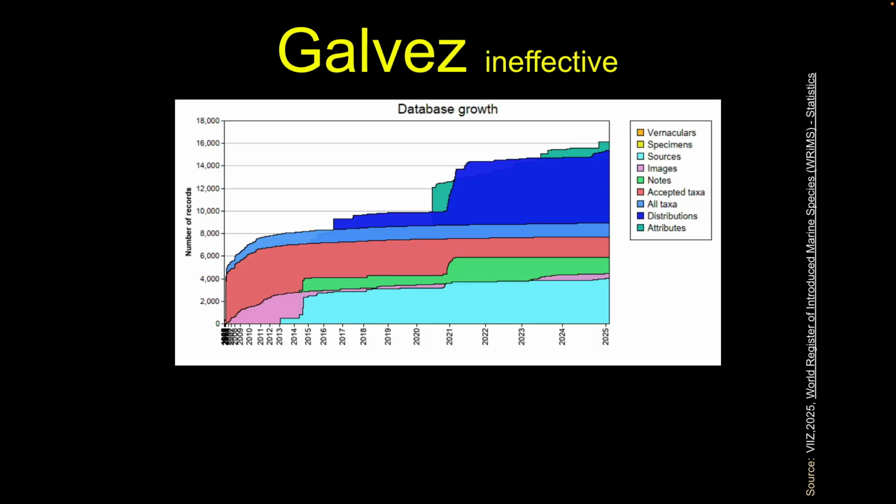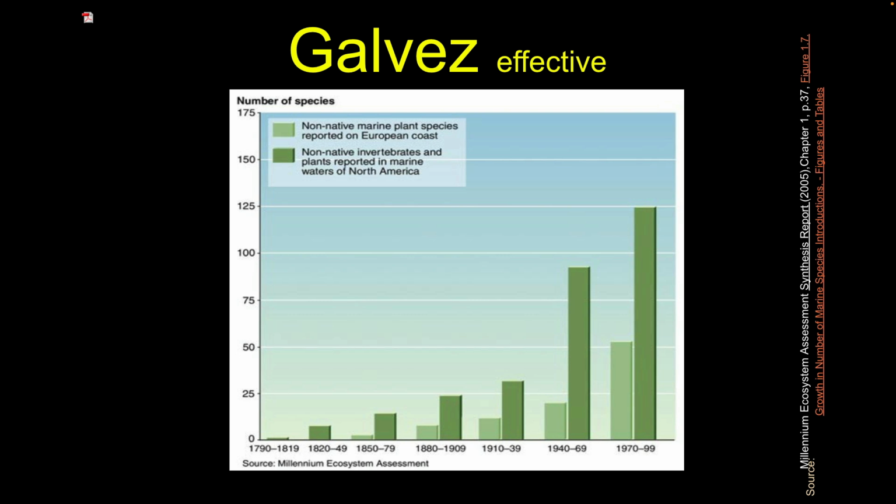Okay, cool. Oh, sorry, yeah, William. I was gonna ask you a question. Wouldn't this also be skewed data because it's a comparison between non-native invertebrates in the European coast and the North American coast, but North America is exponentially bigger than the European coast?